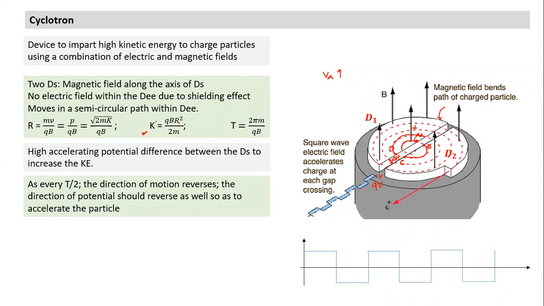if the polarity of the potential difference is also changed, every time it travels from one D to the other, it will gain kinetic energy and the radius will also keep increasing. So progressively, the radius will keep increasing. If the particle has entered from somewhere near the center, as the radius keeps increasing, it's gaining energy, until it reaches a large radius and at this exit point it exits. So there was an entry point here somewhere and there's an exit point here. So when it enters at a smaller radius, it comes out at a larger radius. If the radius is 10 times more, its kinetic energy will become 100 times more. Your kinetic energy is proportional to the square of the radius.